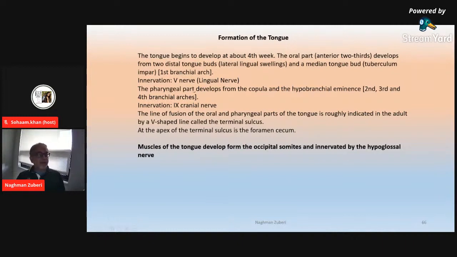sensation. The pharyngeal part develops from the copula and the hypobranchial eminence, 2nd, 3rd, and 4th branchial arches. The innervation is the 9th cranial nerve, that is the glossopharyngeal nerve. The line of fusion of the oral and pharyngeal parts of the tongue is roughly indicated in the adult by a V-shaped line, which we call the terminal sulcus or sulcus terminalis. At the apex of the sulcus terminalis is the foramen cecum. I have already told you about that. Muscles of the tongue develop from the occipital somites and they are innervated by the hypoglossal nerve.